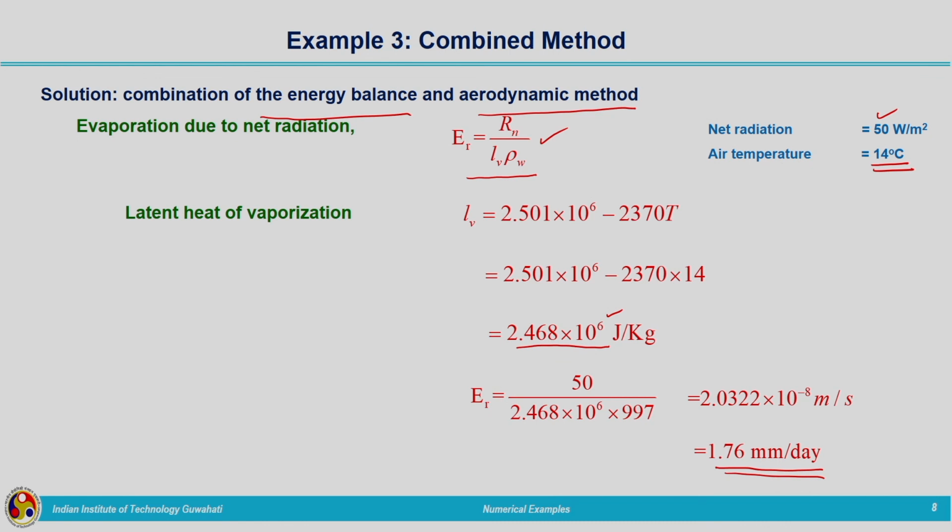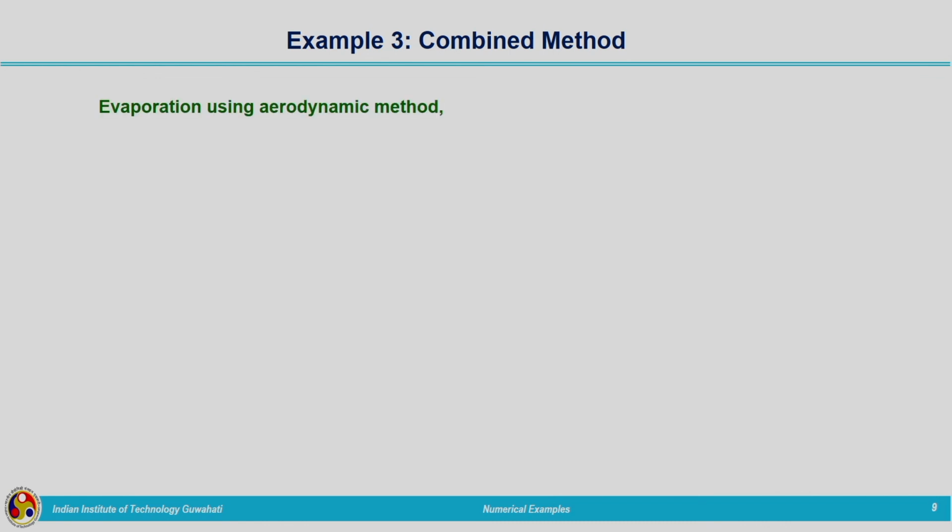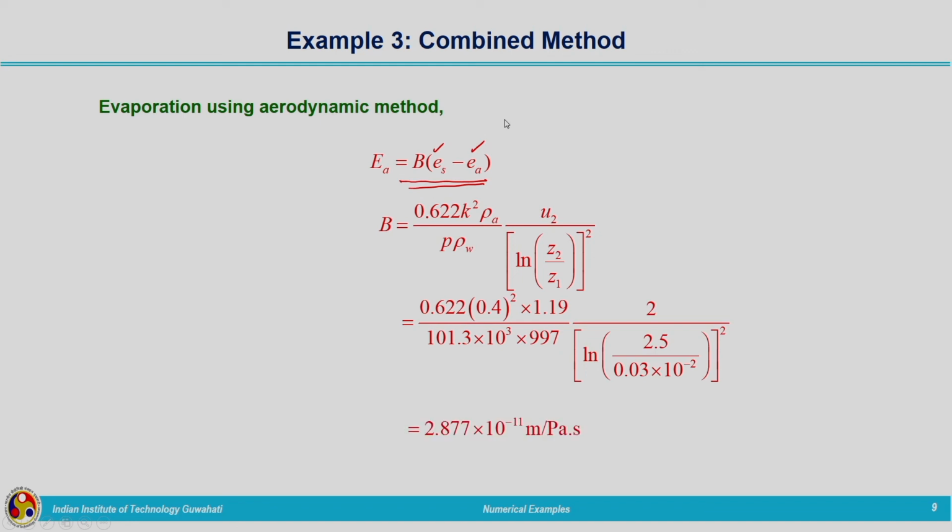Now, the second approach is the aerodynamic method. By using the aerodynamic method, evaporation can be calculated by using this formula. ES is given to us and EA we need to calculate by using the given relative humidity, and we need to calculate the value of the vapor transport coefficient, that is B. All these values are given, just substituting, and the value of B can be calculated as 2.877 into 10 to the power of minus 11 meters per Pascal second.